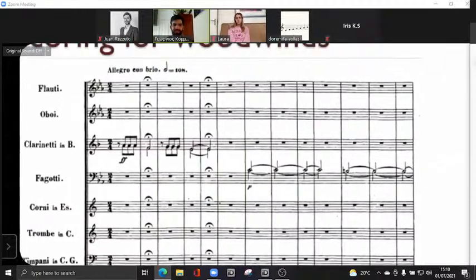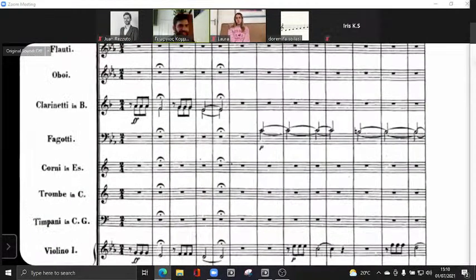What is the S? In the horns, Corny in Es. What does it say? Sorry, I didn't understand the last part. What is the S? I don't know what the S stands for in that kind of notation. I take your word. Okay.